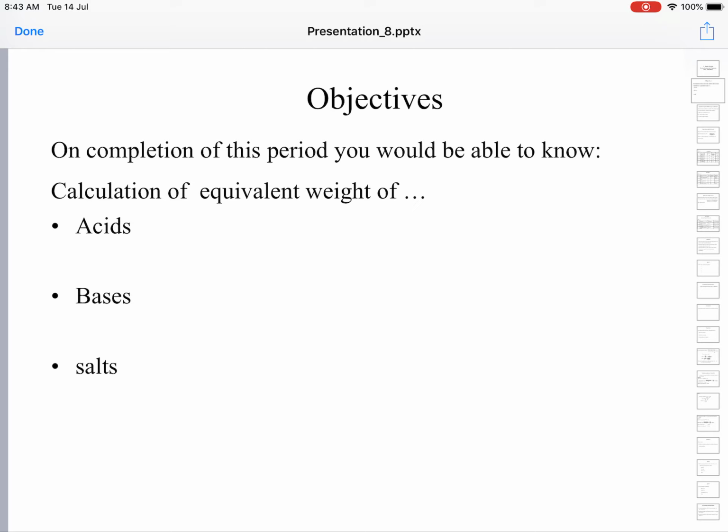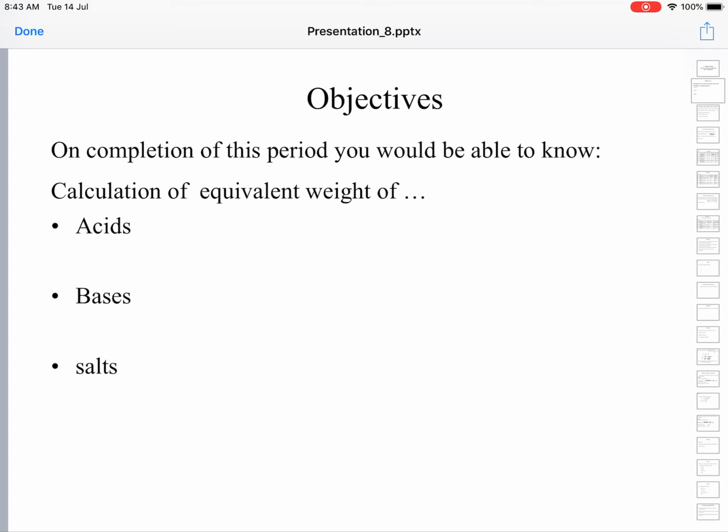Today, in this class, let us cover two major topics: equivalent weight and the calculation of equivalent weight of acids, bases and salts. Let us see the definition of equivalent weight. Then we will go for normality. We will define normality, and we will also work out normality problems. These are the things we are going to cover in this class.